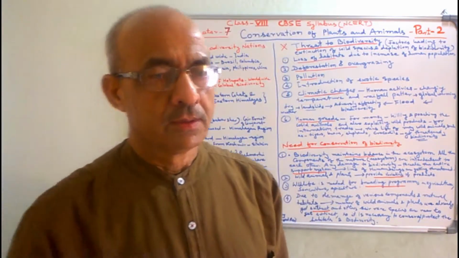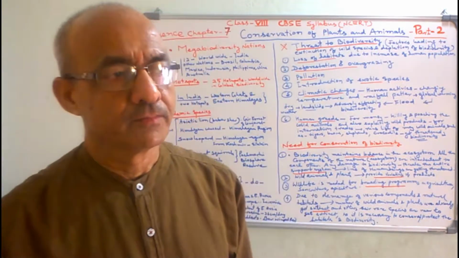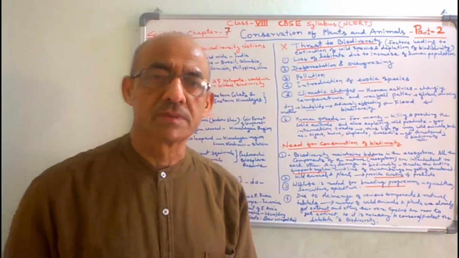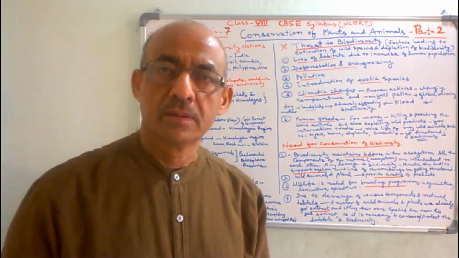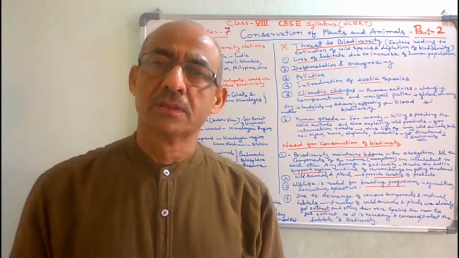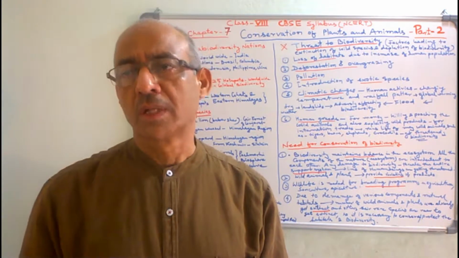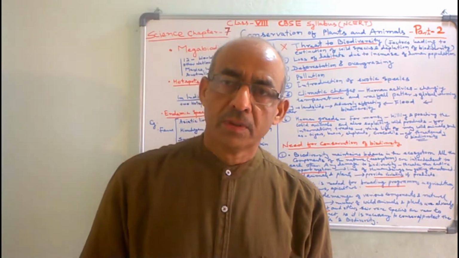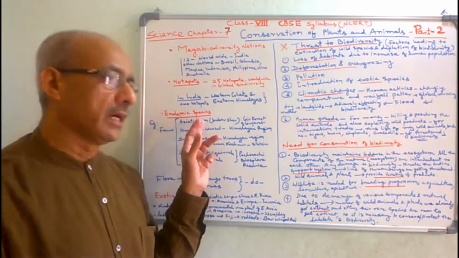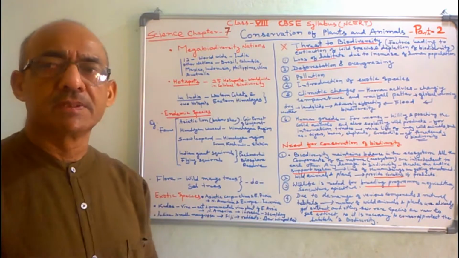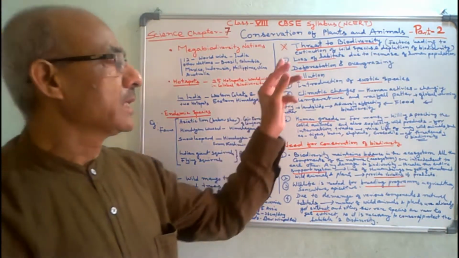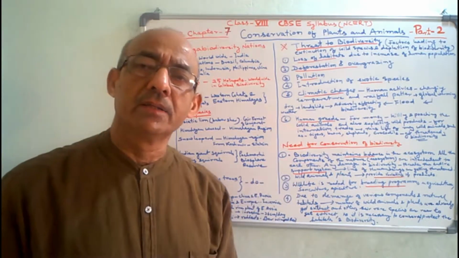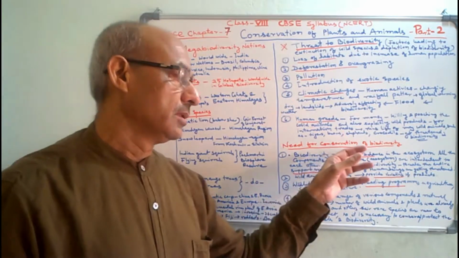Today, this is the second session of conservation of plants and animals of your 7th chapter of science. In last session, we have discussed regarding flora, fauna, biodiversity, mega diversity nations, hotspots, etc. Now in this session, we have to discuss regarding endemic species, exotic species, and what are the threats to the biodiversity. And thereafter we will discuss regarding what are the needs to conserve biodiversity.